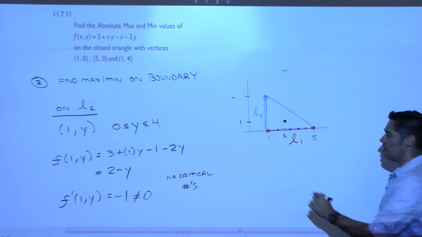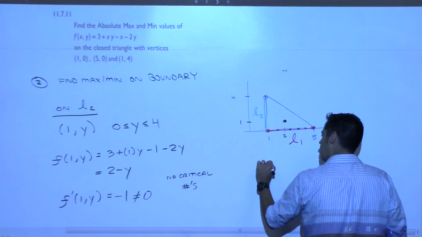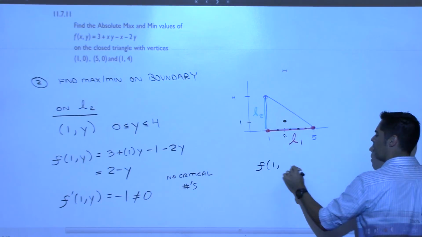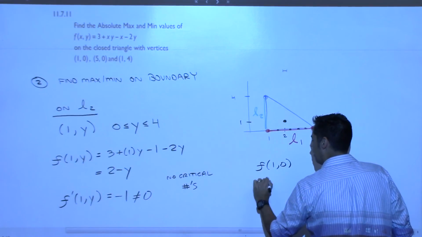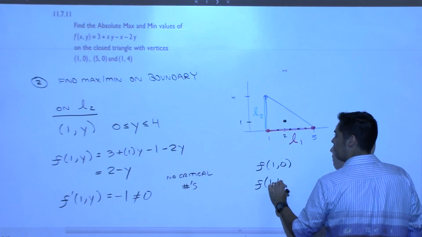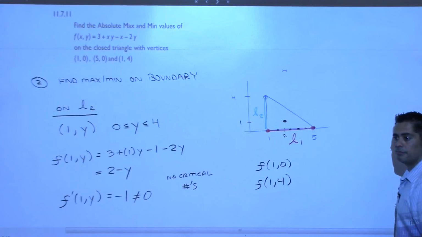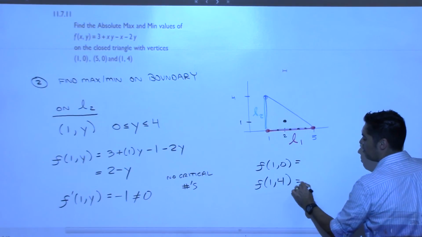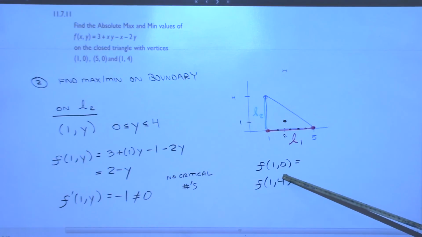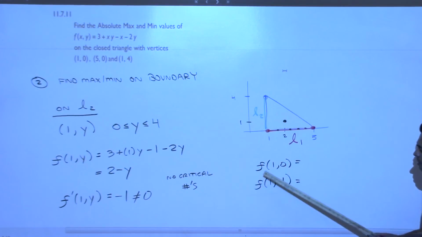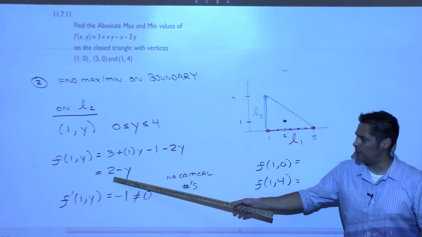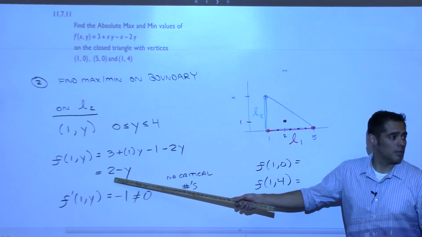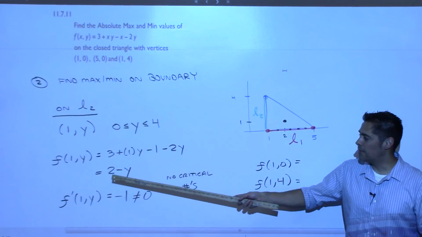So I need to go f of 1, 0, and then f of 1, 4. Understand? And I've had students in the past ask me, do you plug the 1, 0 up into this, or do you plug the 1, 0 into this? What's the answer? This is easier. You're going to get the same result, okay, either way, but this one is less work.